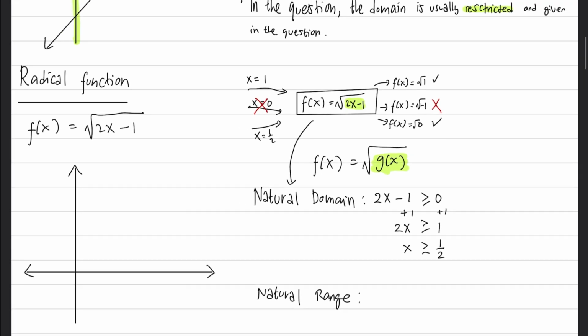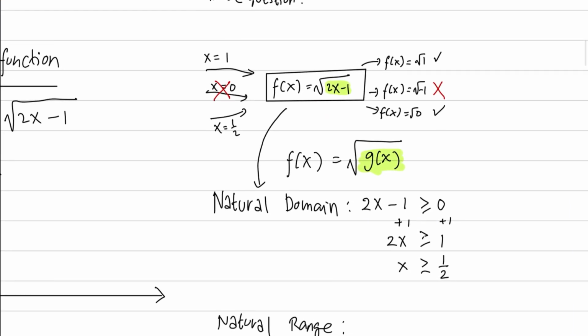How about our range? It's very simple, because the square root always gives us a positive value, can give us 0 as well, but will never give us a negative value. You will never get f(x) = -2, because the output of a square root is always positive. So we can say the range of the radical function is y ≥ 0 for this case.